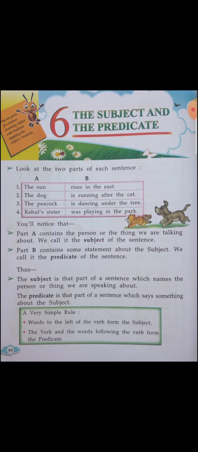You will notice that part A contains the person or the thing we are talking about. We call it the subject of the sentence. Part B contains some statement about the subject. We call it the predicate of the sentence.